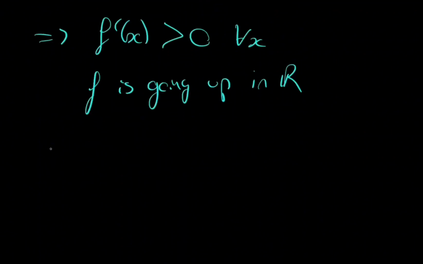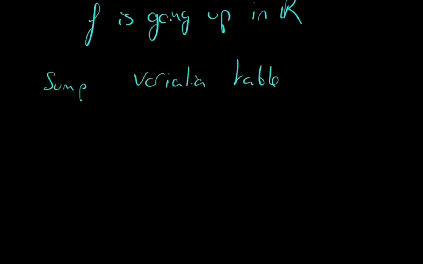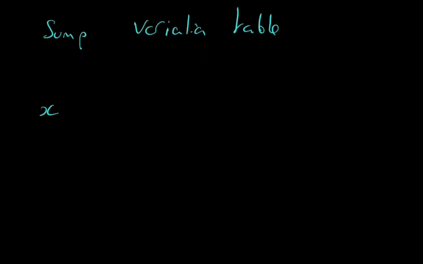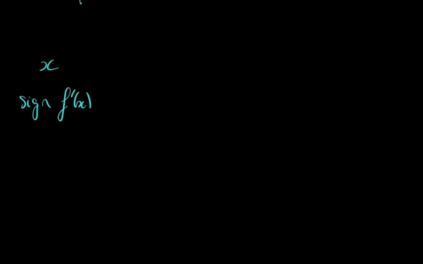we will sum up with a variation table. So value of x, sign of f prime of x, variation of f.